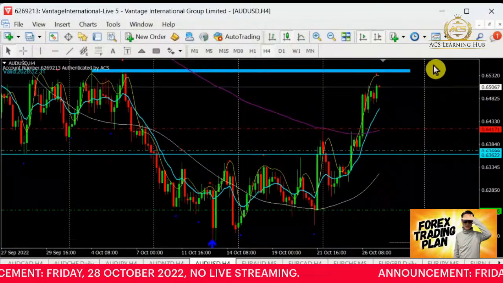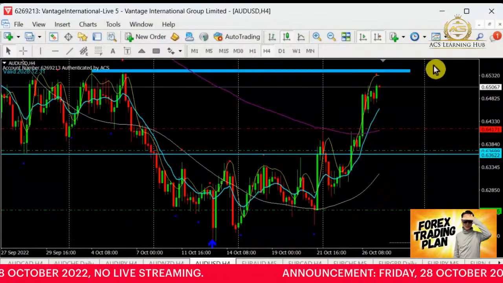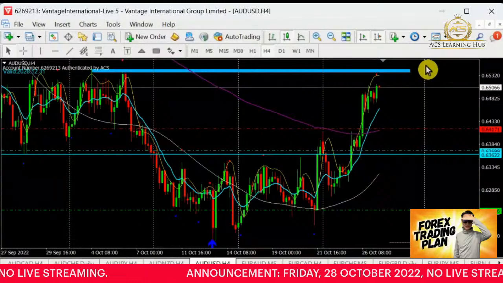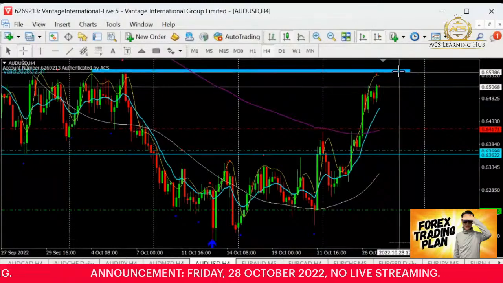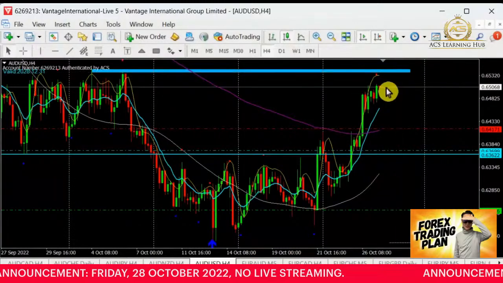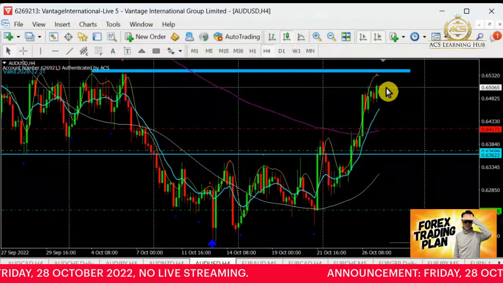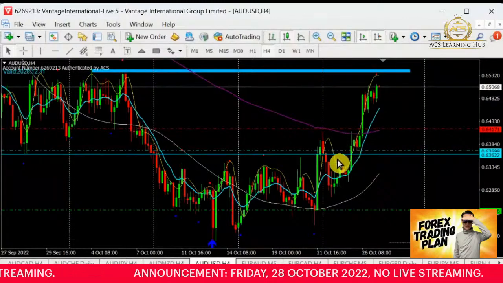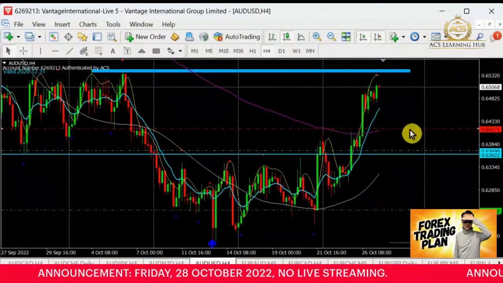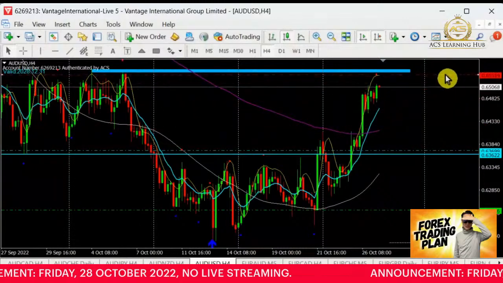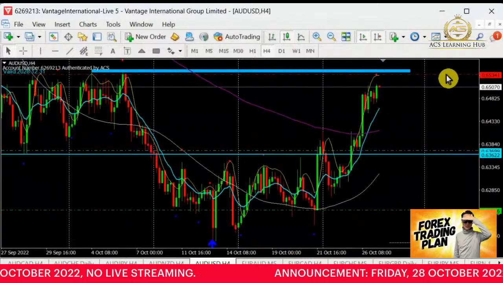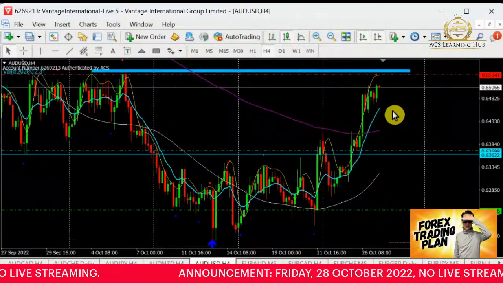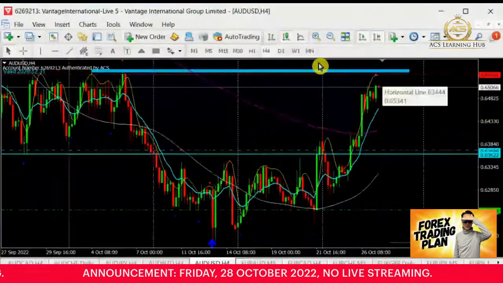As for this, we are now looking into this area here, which I think is going to hit my target for people who are buying. We have 32 pips to go. Let's wait for it to hit this target, which is 32 pips away, not very far. Allow it to test the resistance before we want to sell.